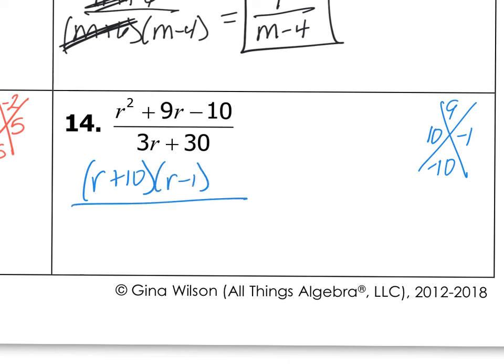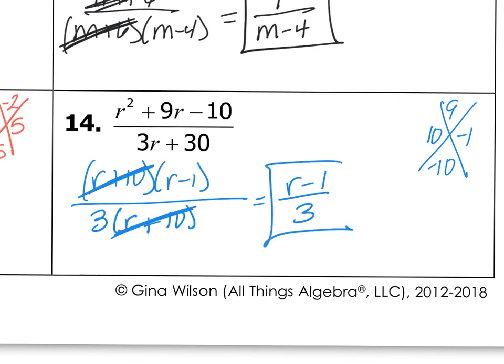All over, what can I take out of 3r and 30? Well, I think that's going to be a 3. And then that would leave me with an r plus 10. So an r plus 10 on top and an r plus 10 on the bottom. That gives me r minus 1 over 3. So there's your answer.